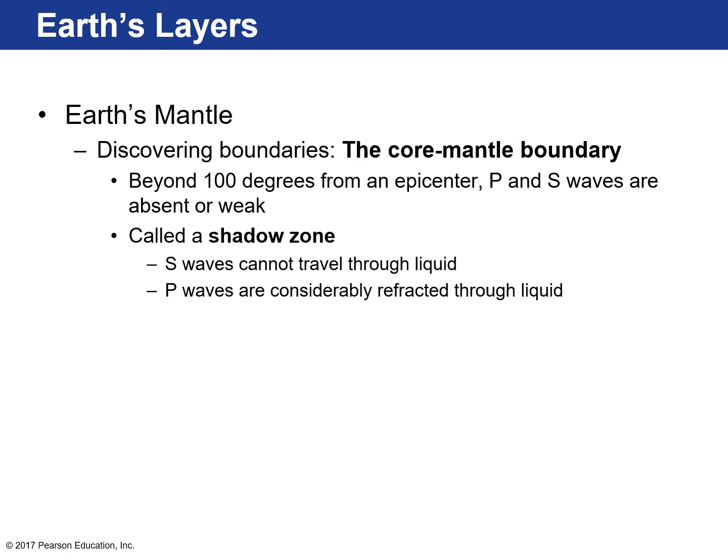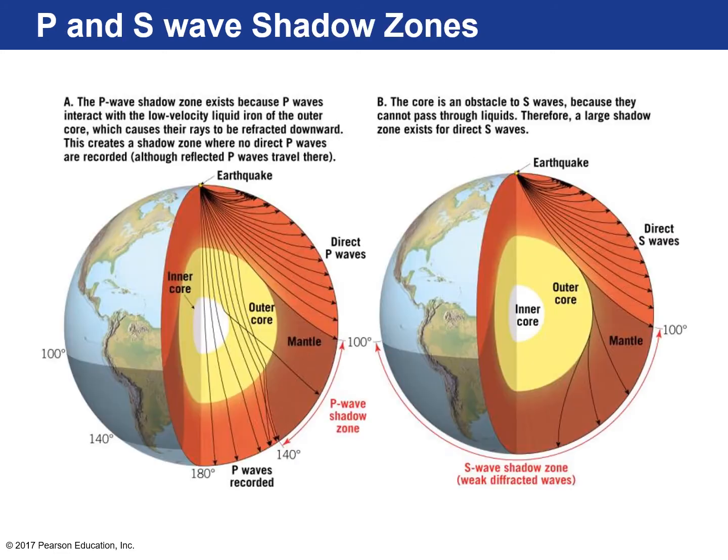So how did we discover the core mantle boundary? Well, when seismologists were studying seismic waves traveling through the interior of the Earth, they found out that if an earthquake occurred on one side of the Earth, on the other side there'd be something called a shadow zone, and they wouldn't receive any S waves. And P waves are considerably refracted through liquid.